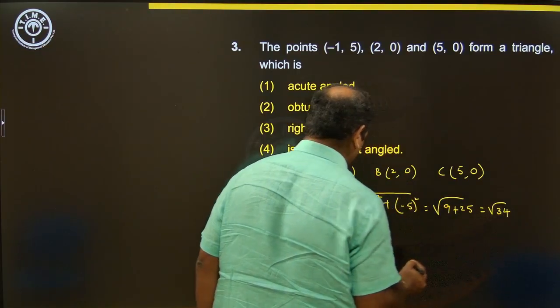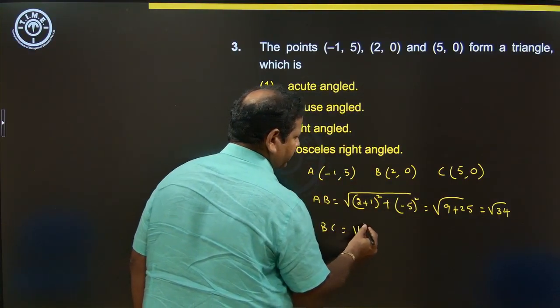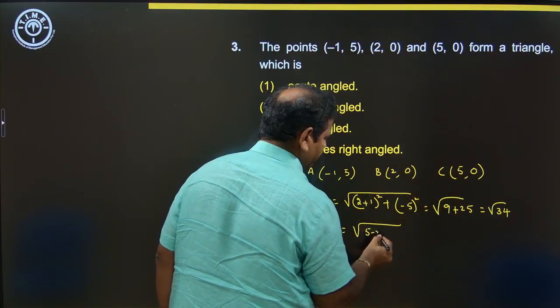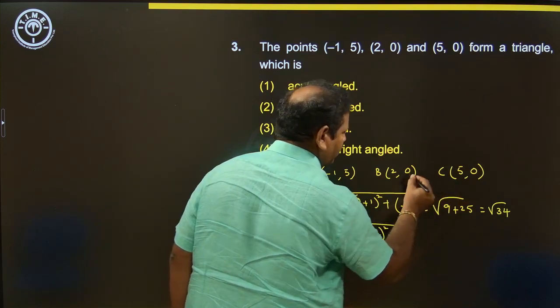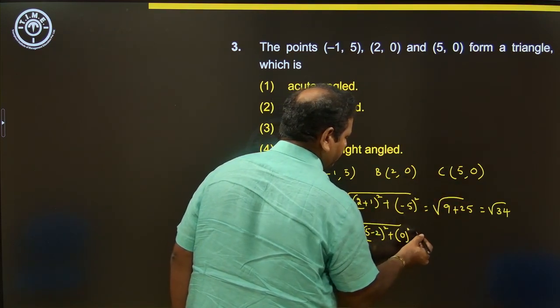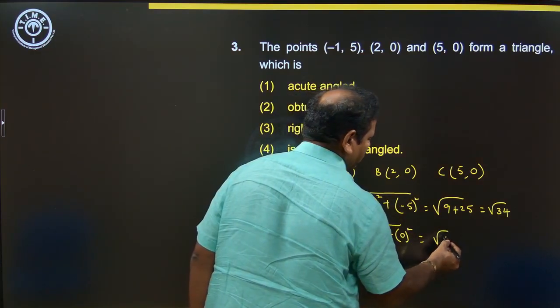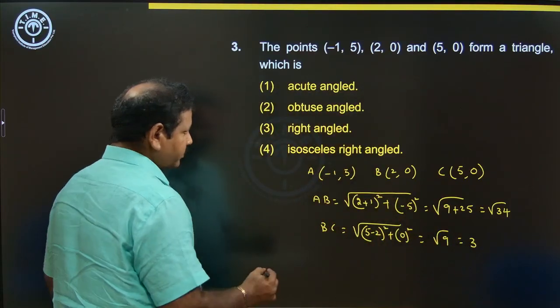Root 34. Then the distance between B and C, BC, is (5 minus 2) whole square plus (0 minus 0), that is 0 only, nothing but (5 minus 2) whole square, which is 9, which is root 9. You can write it as 3 or leave it as root 9 only, no problem.